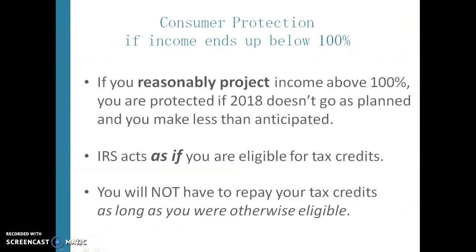So a couple of things to be aware of. If a consumer predicts their income to be above 100% of the federal poverty level, but winds up earning less, the IRS will treat the consumer as though they were eligible for taxes below 100%. So there's never going to be a penalty for overestimating. You won't have to repay anything if, for example, you estimate your income at $15,000 and then you only make $7,000. The consumer will not be liable for any kind of repayment.